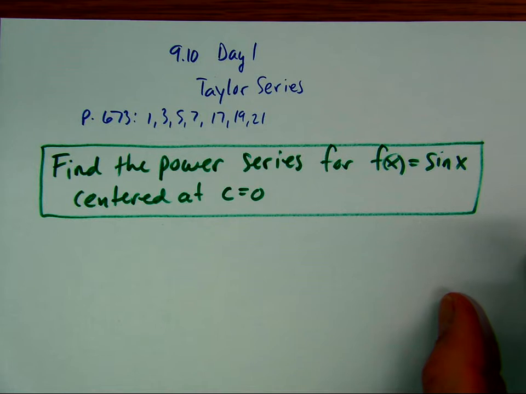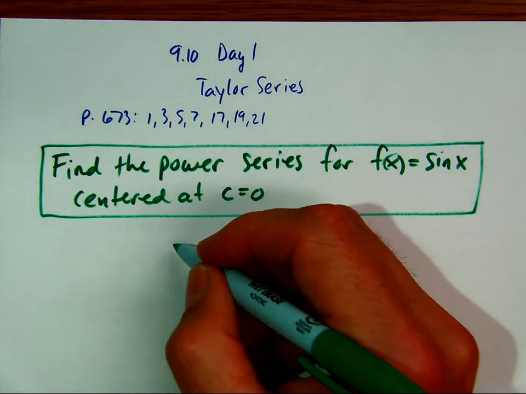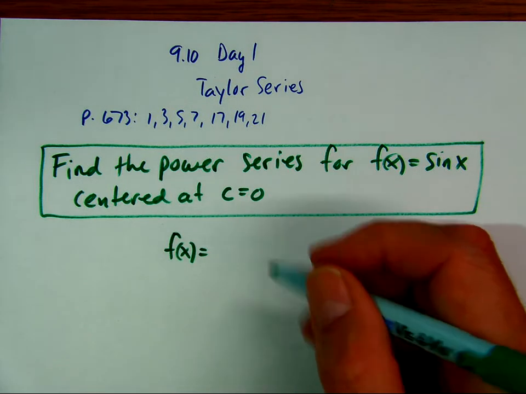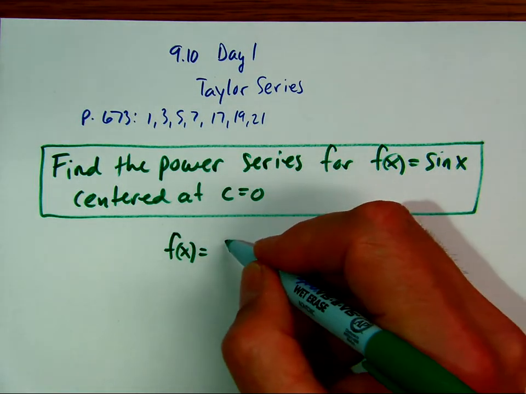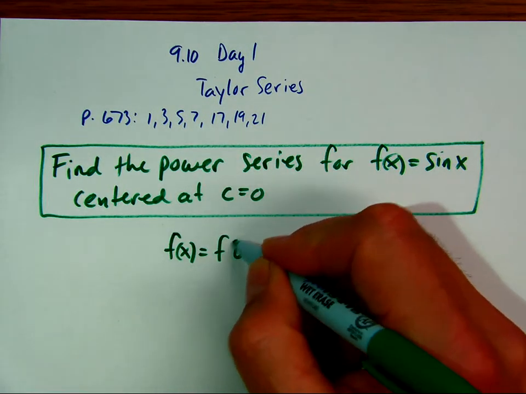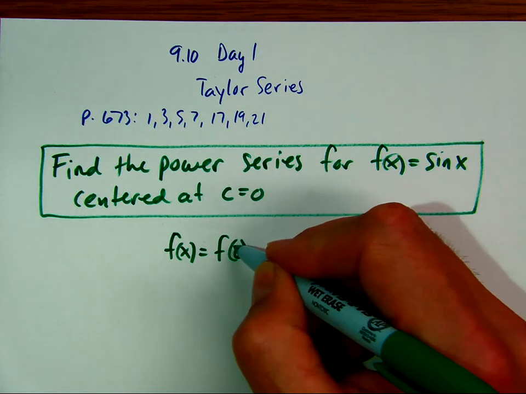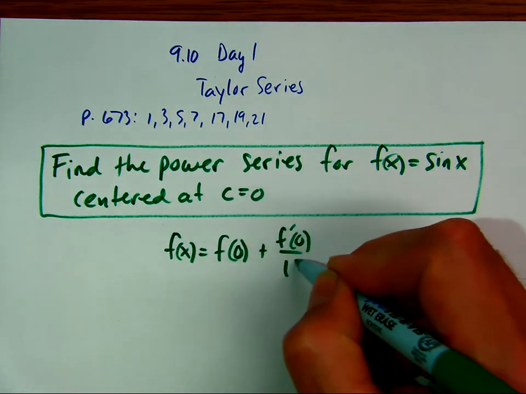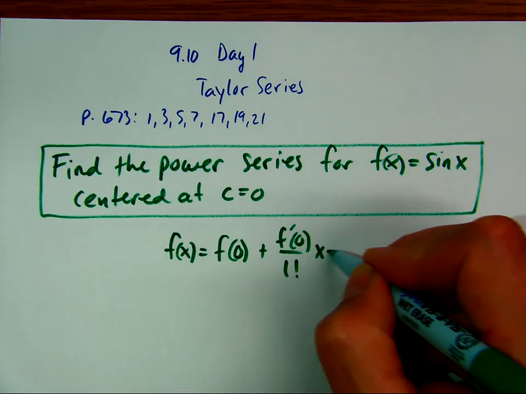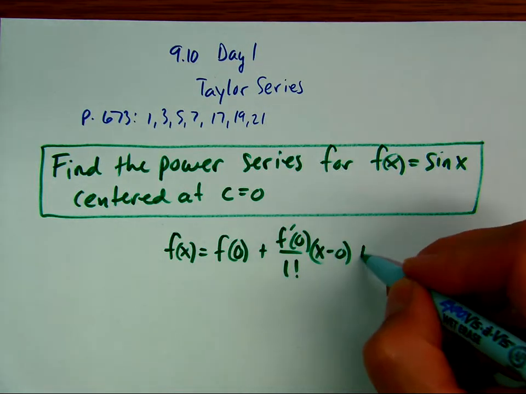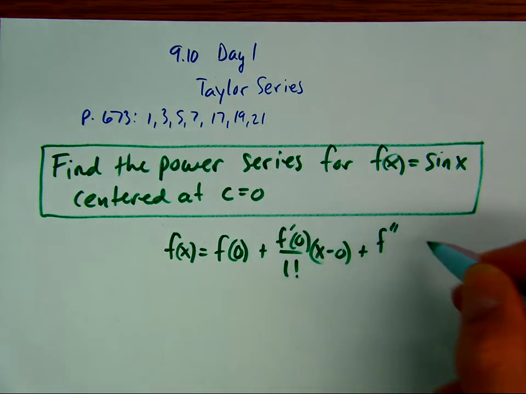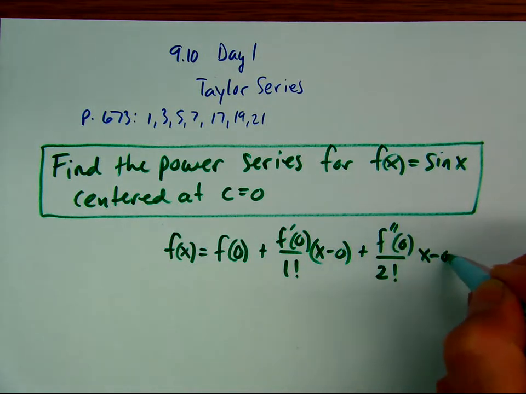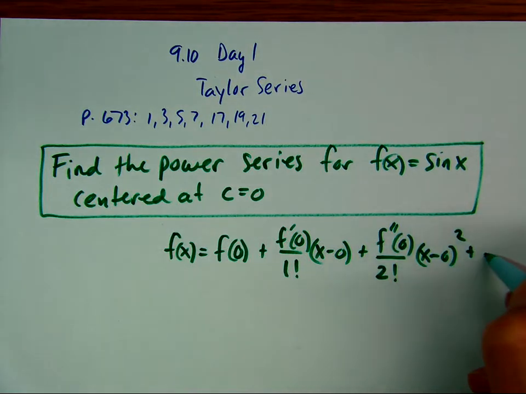formula we used for Taylor polynomials, and that was p of x, pn of x, but we started with, if it's centered at 0, we do the function at 0, then we do the derivative at 0, 1 factorial, x minus 0, second derivative, 2 factorial, x minus 0 squared, etc.